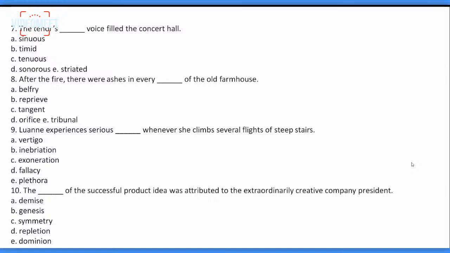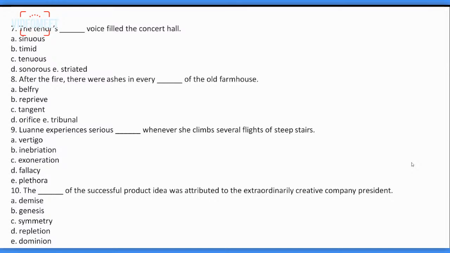Now demise obviously means death here. So death of the successful product idea. Oh no, if it would have been the death of the successful product idea, then we would not have used extraordinarily and creative. Of course we are praising that company resident, right? So we would again eliminate this.